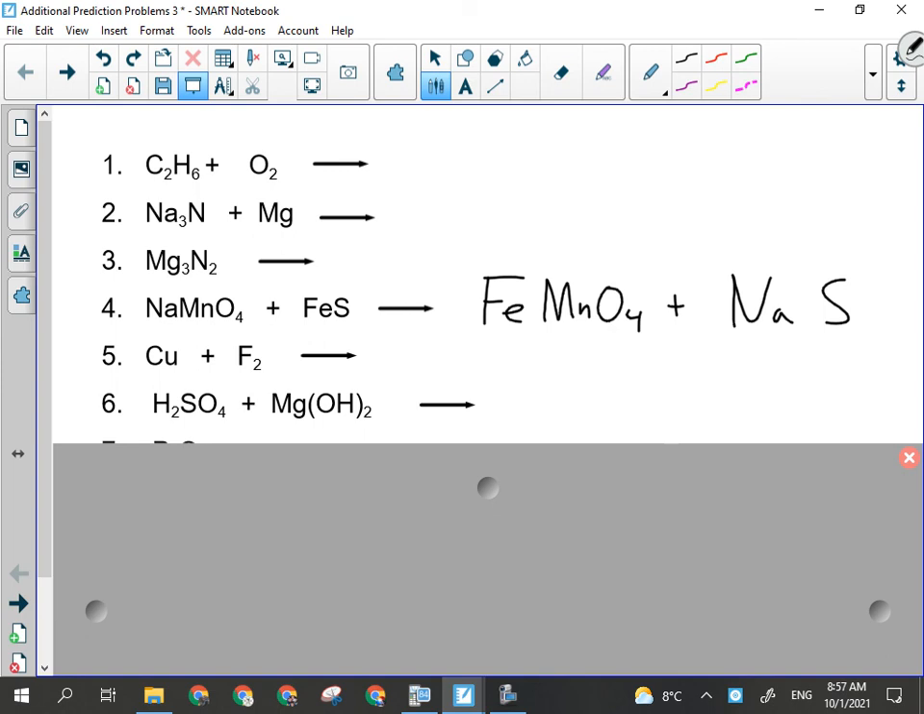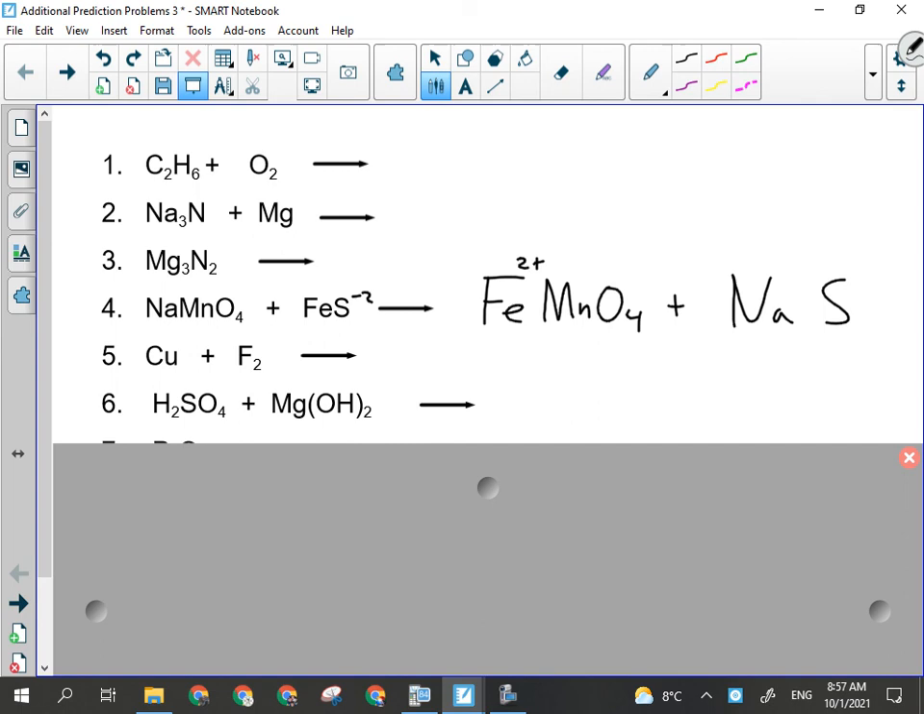I need to drop and swap them. Now, the first one is with iron, which is multivalent. So I need to figure out, was iron a +2 or a +3 on this side? So I look at sulfur. Sulfur's a -2, so this iron was a +2. All right, so now I know which one to use in my drop and swap.